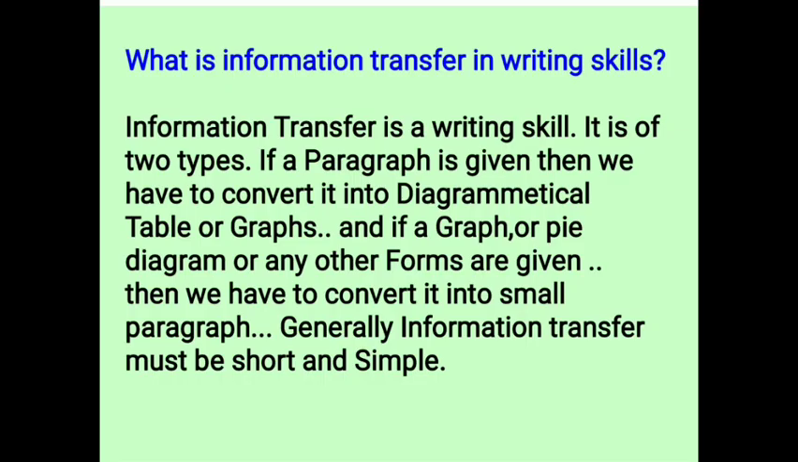Now let us see what is information transfer in writing skills. Information transfer is a writing skill. It is of two types. If a paragraph is given, then we have to convert it into a diagrammatical table or graphs. And if a graph or pie diagram or any other form is given, then we have to convert it into a small paragraph. Generally, information transfer must be short and simple.